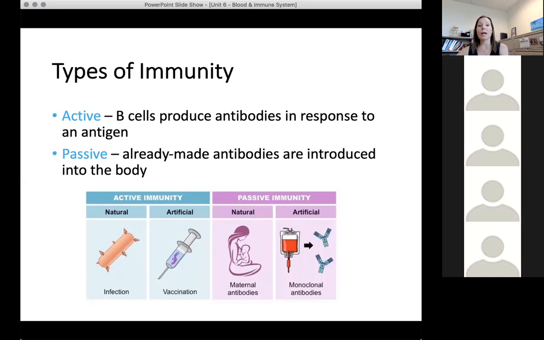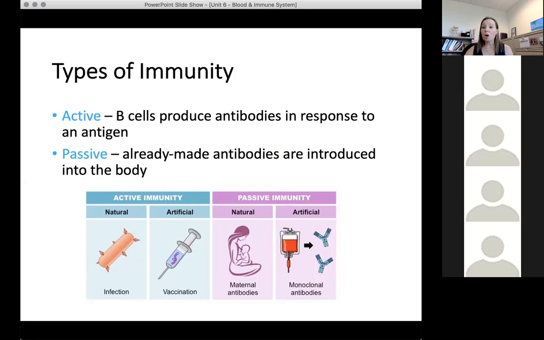So naturally acquired active immunity is when you're exposed to an antigen, you might get sick from it, but then your body produces memory B or T cells, depending on the type of antigen. So now you have immunity against that particular thing. Artificially acquired active immunity is when antigens are introduced to the body through a vaccination. So that's how vaccinations work. They trigger an immune response. They cause your body to produce antibodies.